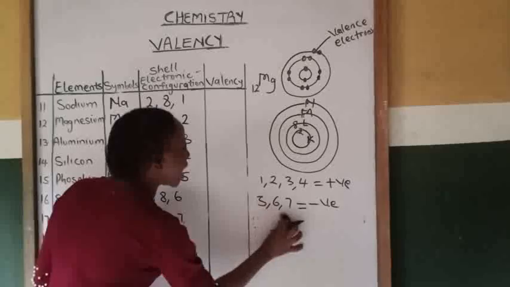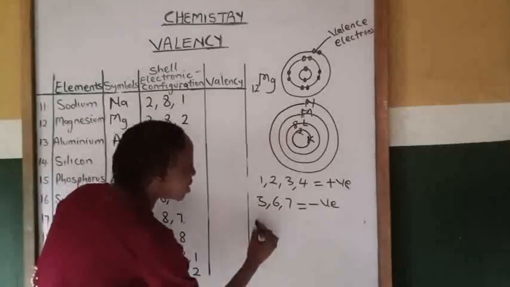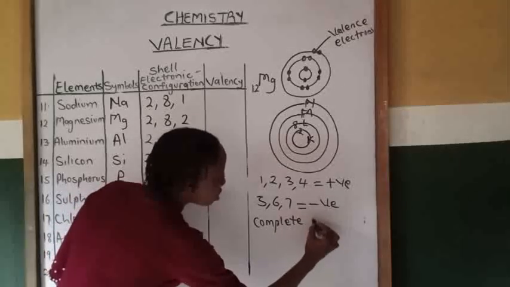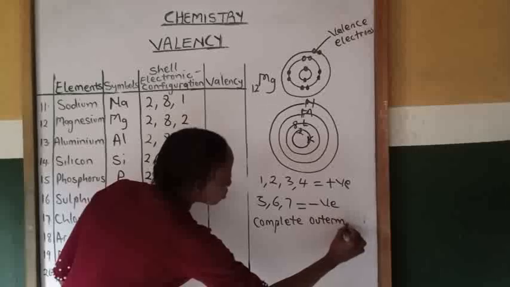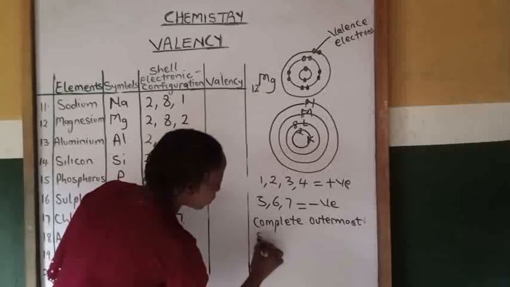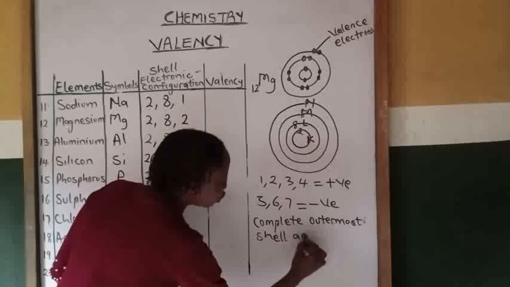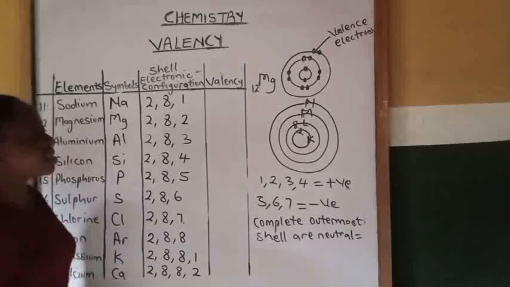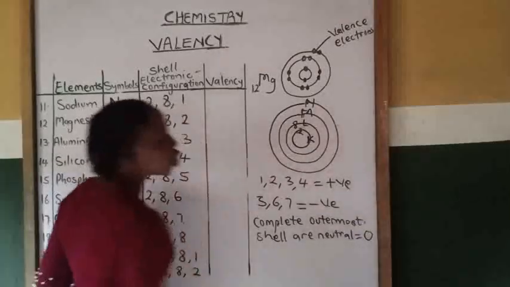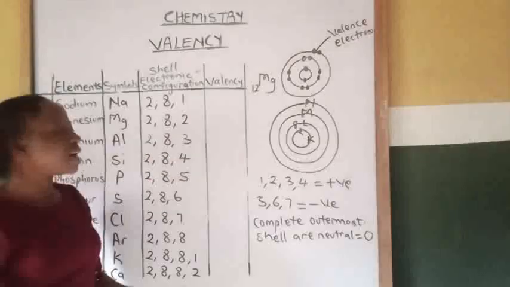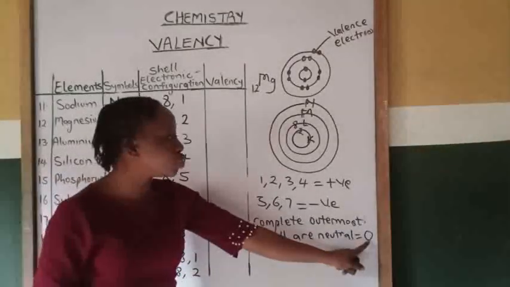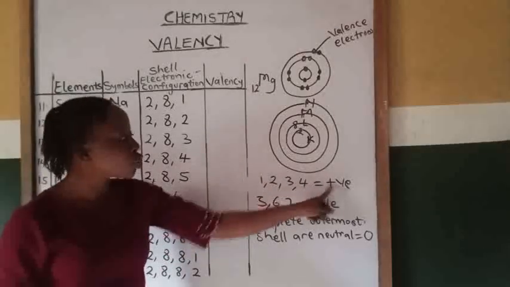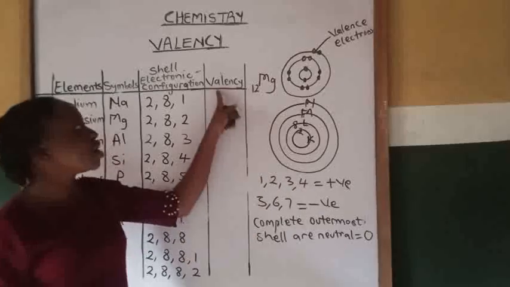So those ones that completed their outermost shell, those with a complete outermost shell, are neutral. And their number of valency is always equal to 0. Those ones with 1, 2, 3, 4 are positively charged. So their number of valence electrons is their number of valency.